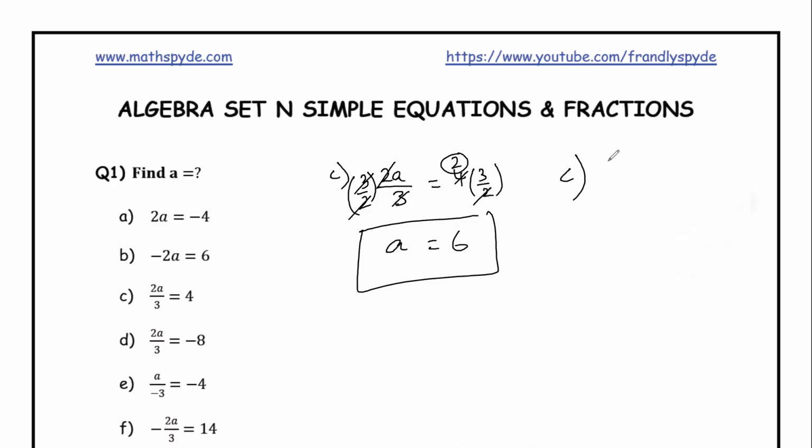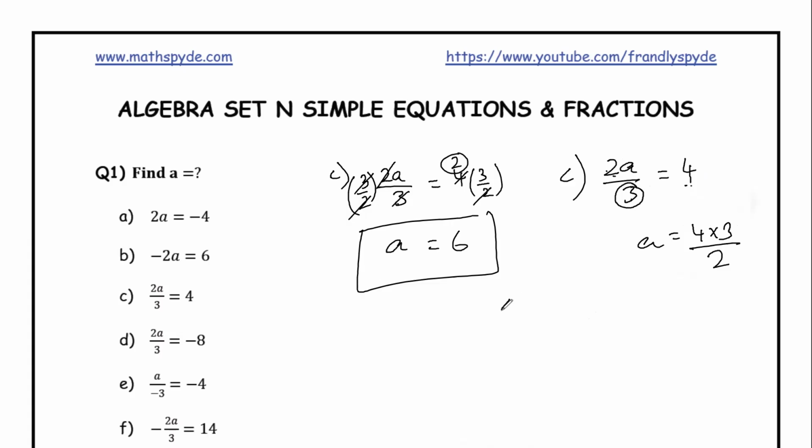Another way to solve this: 2A upon 3 is equal to 4, right? Now I just want A. So these two numbers, I can flip them onto this side like this. 3 will go next to 4, and the 2 will come below 4 out here like this. And that's how I can solve it.